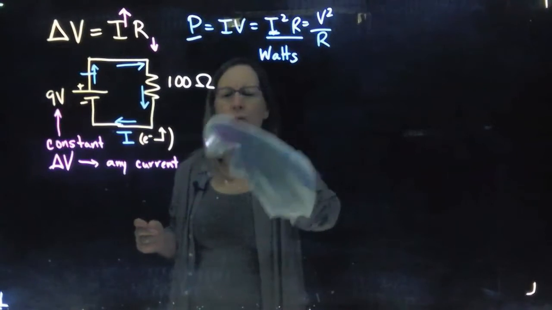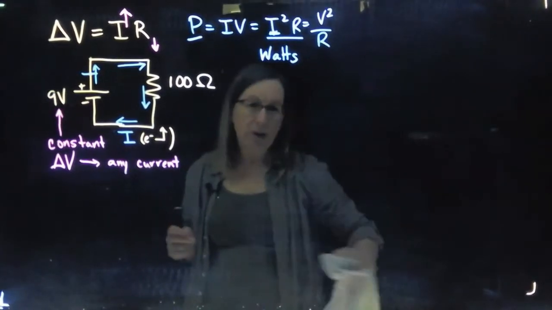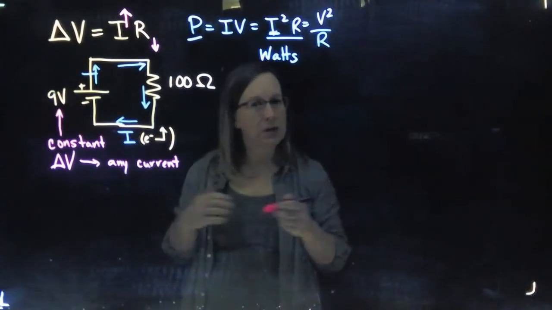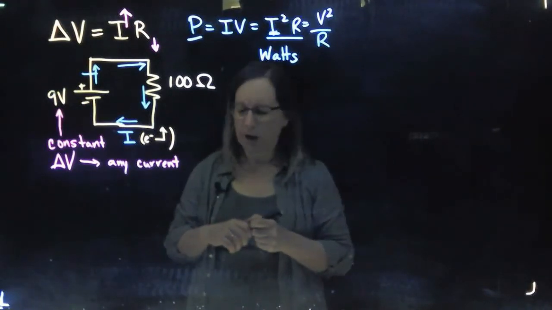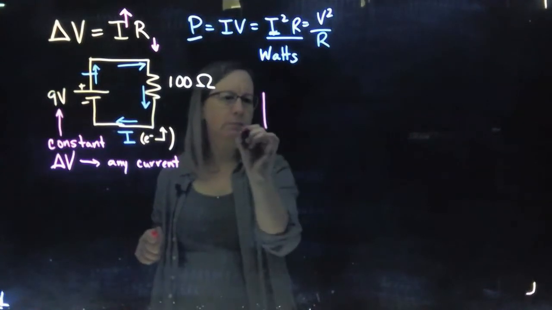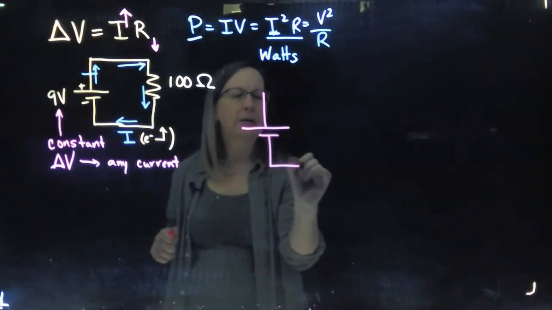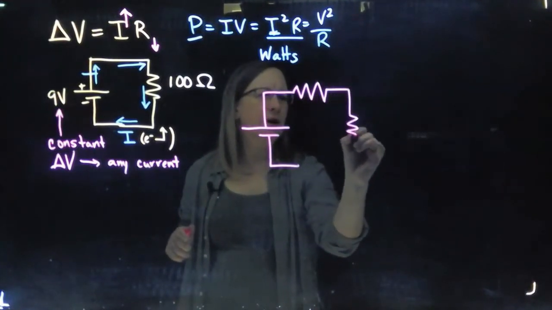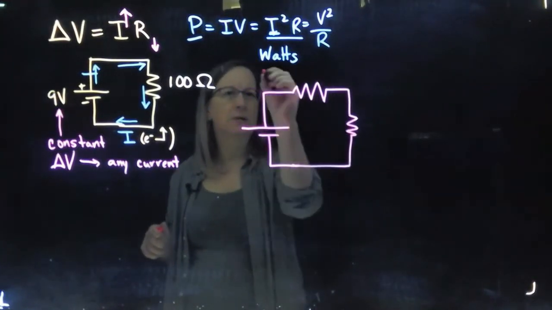What we're going to do then, just like we did with capacitors, is look at networks. So we're going to look at both series and parallel, okay? Series is when we have resistors that are in a row. So this is series.